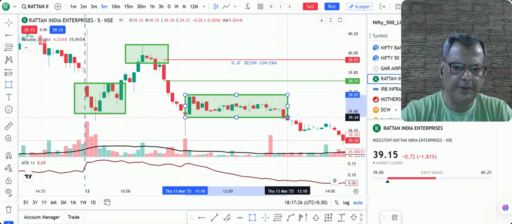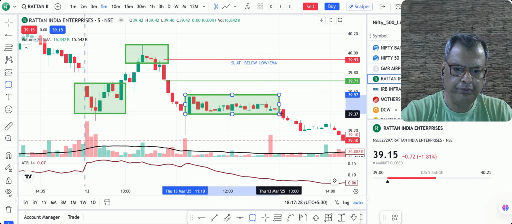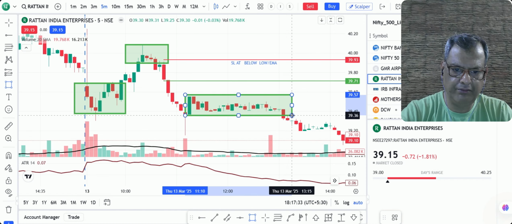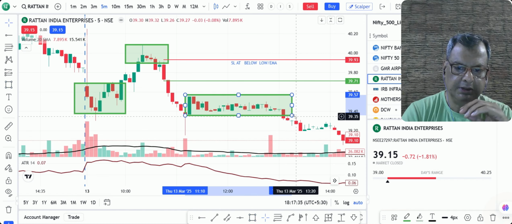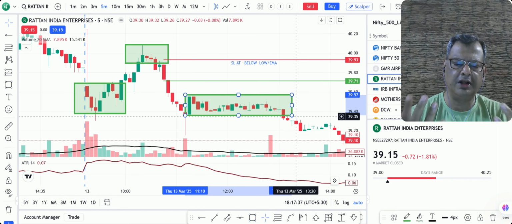Now remember, you can only do this if you have got the time to spend in the market. If you are an IT professional or another professional, working for a living or running a business, you may not be able to do intraday trading.